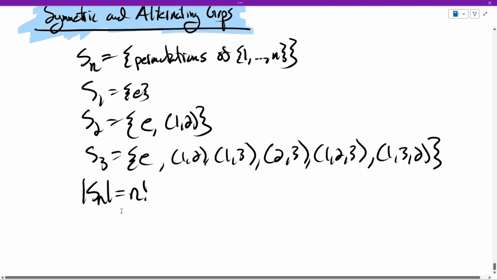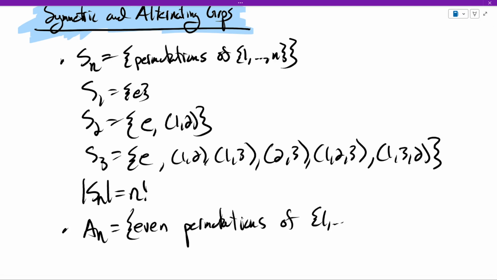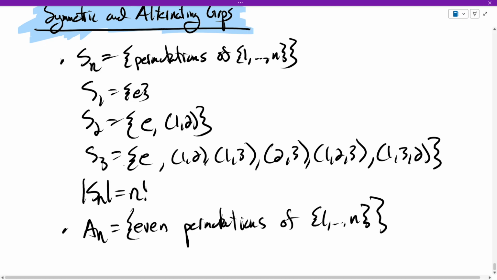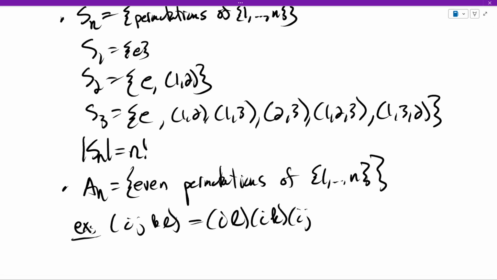Okay? And the symmetric groups are very important. And so that's Sn. We also have the alternating group, which consists of all even permutations. So we saw a couple of ways of representing this in class. The standard way is, for example, if you have a cycle, I'm just going to say like (I J K L), you can write that as, let's see, I don't remember if this is the right order. I think this is the right order. You can write it as a product of transpositions like that.